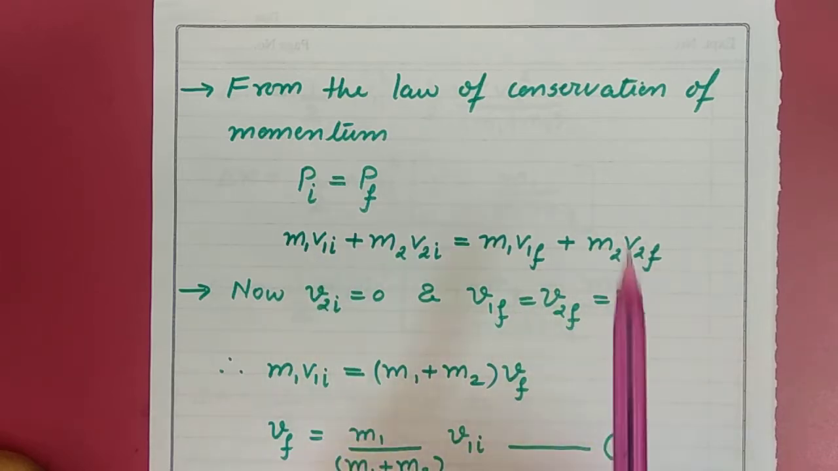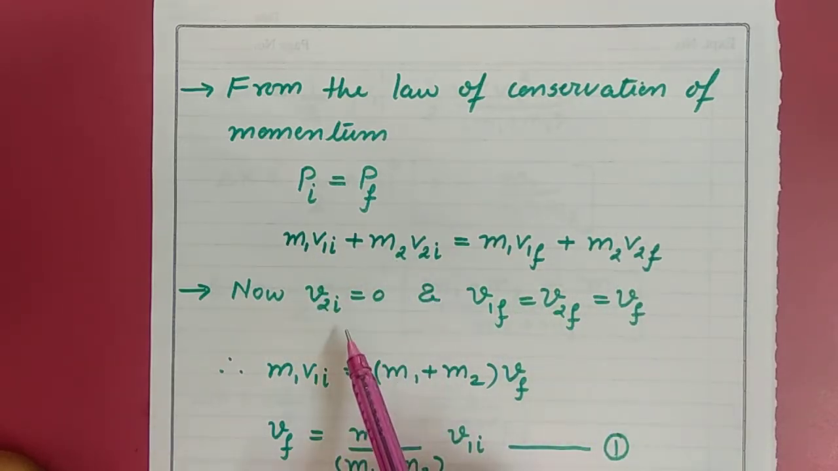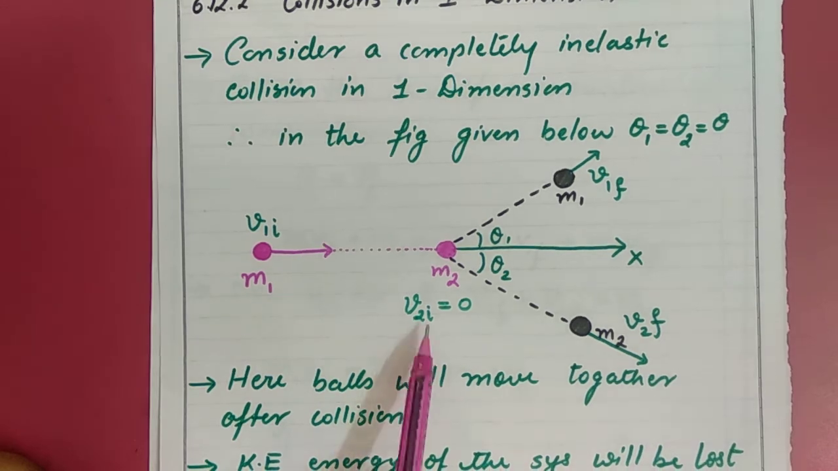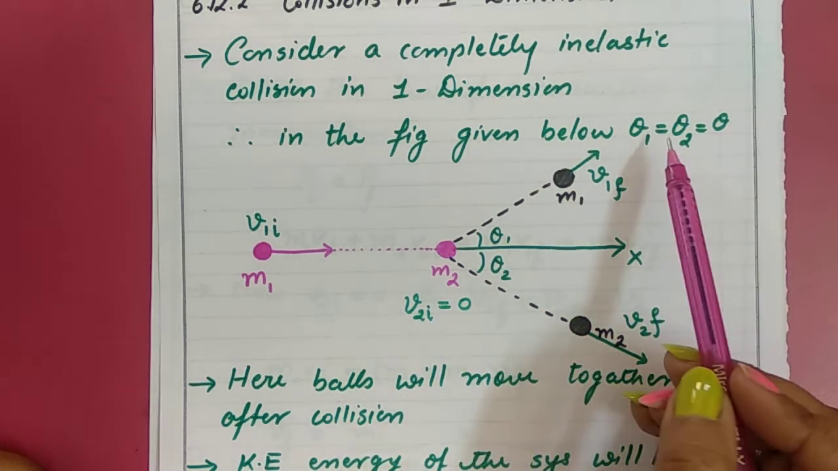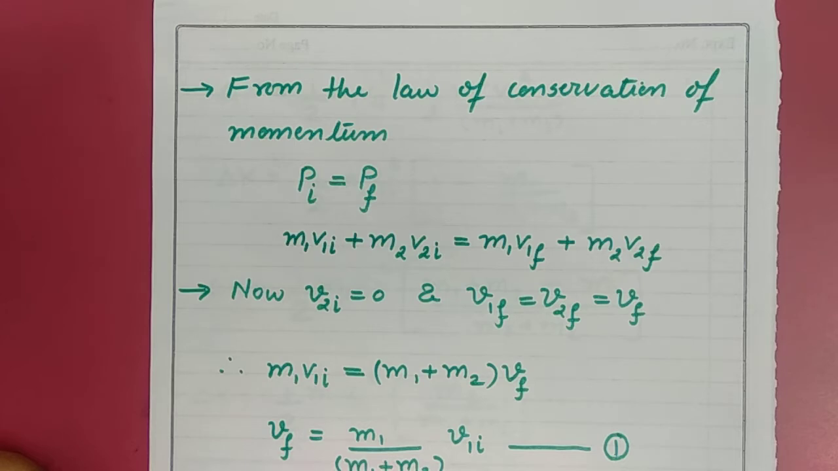Now from this, we know that ball 2 was stationary, right? So if ball 2 is stationary, what will V2I be? It will be 0. You can see here in this figure, V2I, the initial velocity of the second ball, is equal to 0. And we have also substituted theta 1 and theta 2 as 0. So V2I is equal to 0.